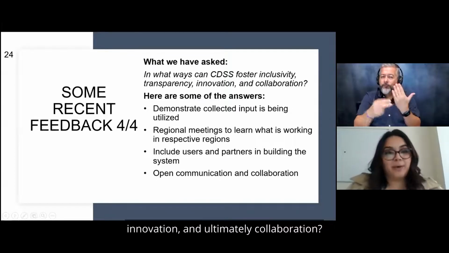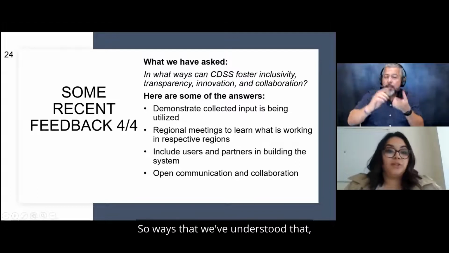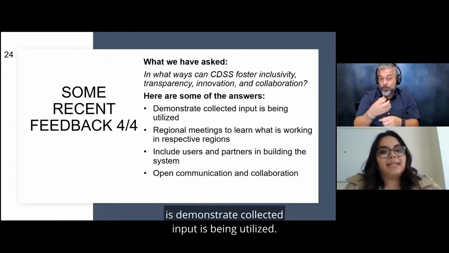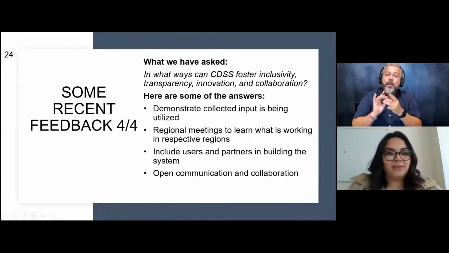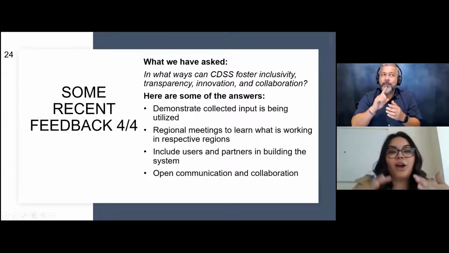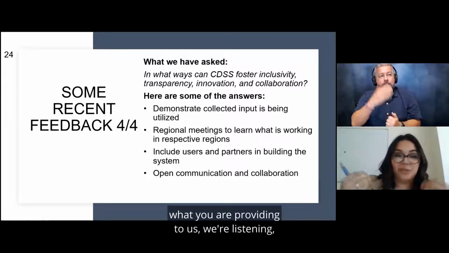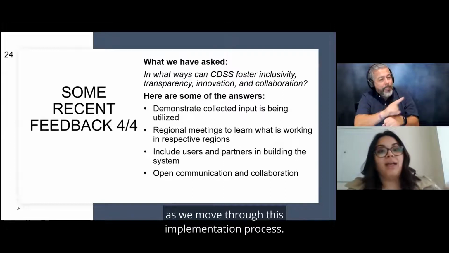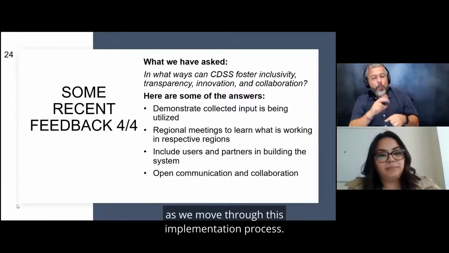And our last question that we've asked, in what ways can CDSS foster inclusivity, transparency, innovation, and ultimately collaboration? So ways that we've understood that, and some answers we've gotten, is demonstrate collected input is being utilized. We got to know that what you are providing to us, we're listening, we're actively working on it, utilizing it as we move through this implementation process.